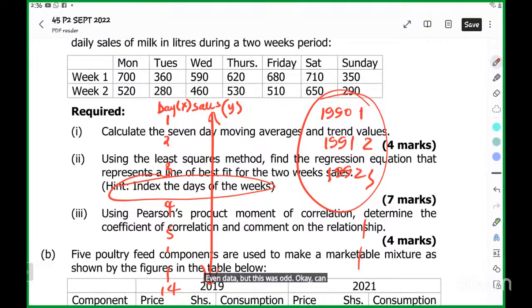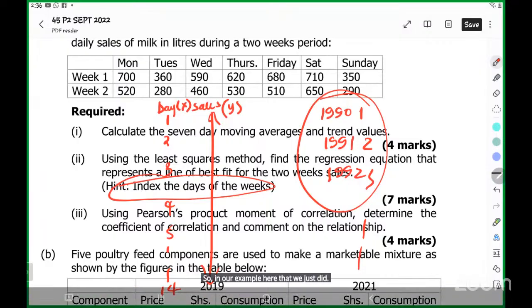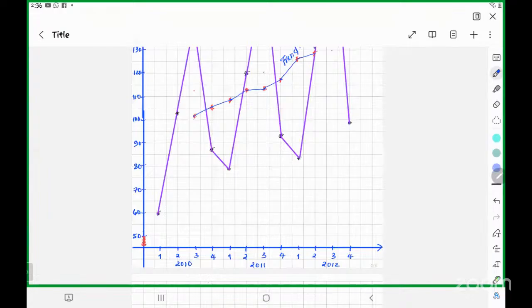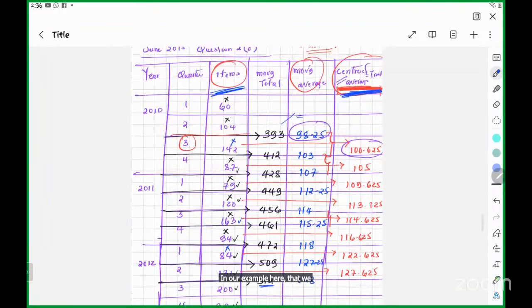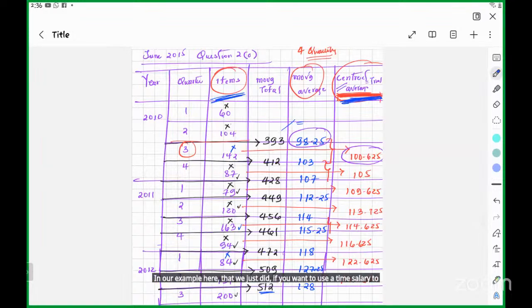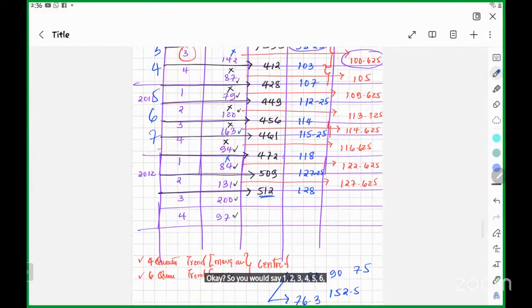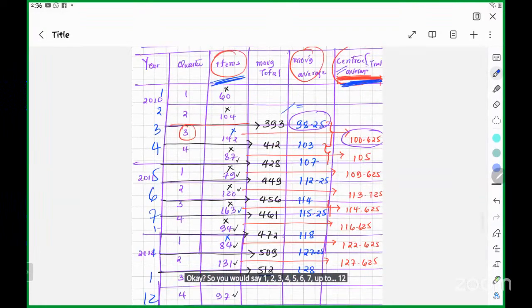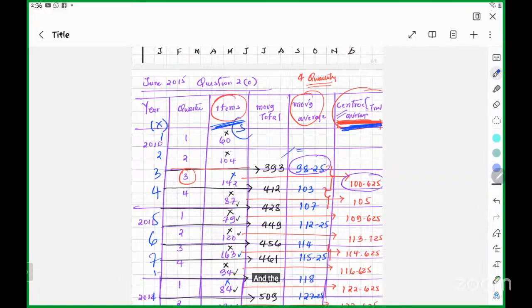Okay, can you index quarters? Yes, you can. So in our example that we just did, if we were to use a time series to determine maybe Pearson's product moment or the least square regression line to determine that trend line, you would say 1, 2, 3, 4, 5, 6, 7, up to 12. That would be your X, and the sales would be our Y. Is it okay, guys?